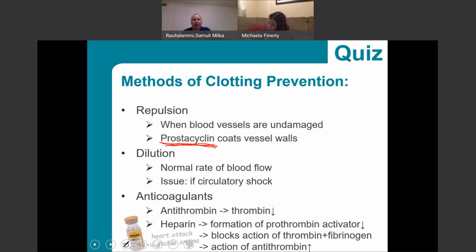The other method of preventing blood clots is through dilution. In dilution, we have a normal amount of blood flowing through that area all the time. So just by having that normal flow, we don't end up with any clots forming. The issue becomes if for some reason the normal amount of blood gets disturbed, and there's not as much blood flowing as there should be through that spot. For example, in a circulatory shock, all of a sudden we have less blood flowing and we are more likely to start forming blood clots.